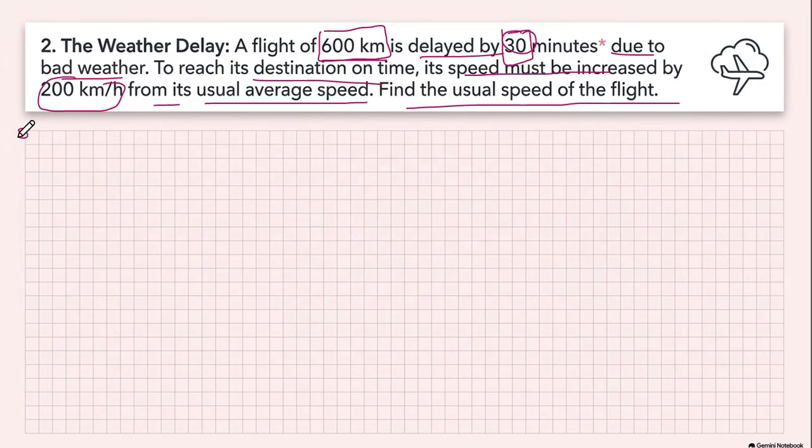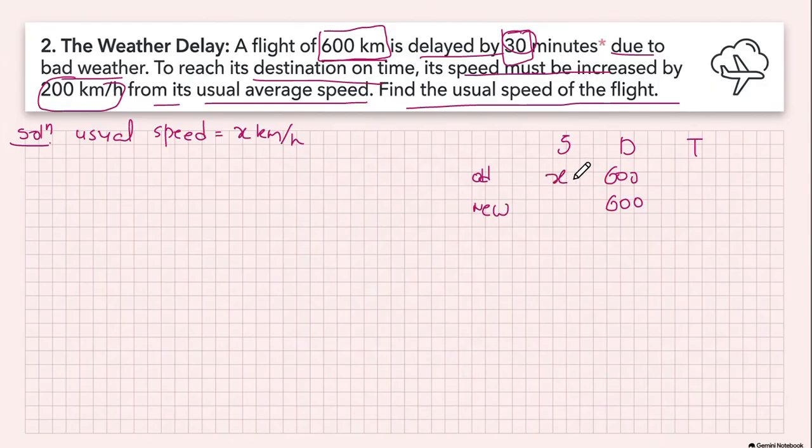So the same thing you have to consider, let the usual speed of the flight be x kilometer per hour. So make the table: speed, distance and time. Okay, so distance is the same, 600 kilometer, with the old speed and with the increased speed. So in the starting we have taken the old speed, let's say x kilometer per hour, which is the old speed.